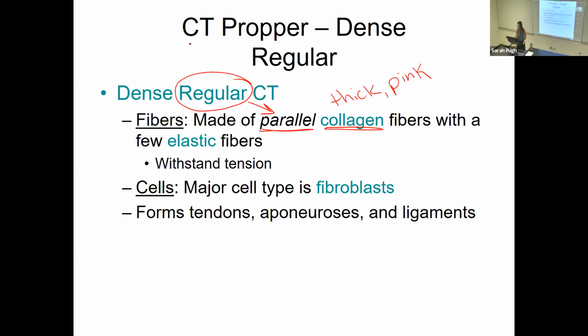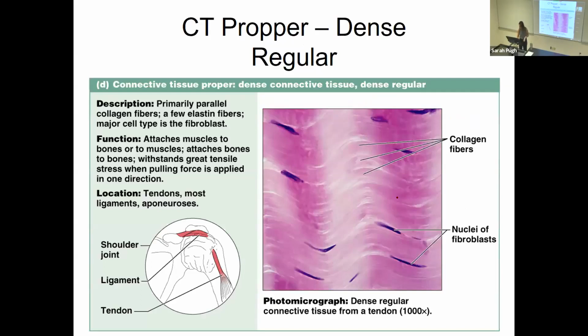Again, we're still looking at connective tissue proper, so we still have fibroblasts. And where we find dense regular connective tissue is going to be in things like tendons and ligaments. Again, if you think of a tendon, it's being pulled in one direction as that muscle contracts and pulls on the bone. So here's a great example, right? So we're looking here at some ligaments and tendons. And so you can see like this tendon right here.